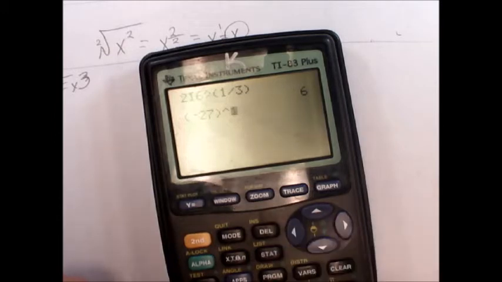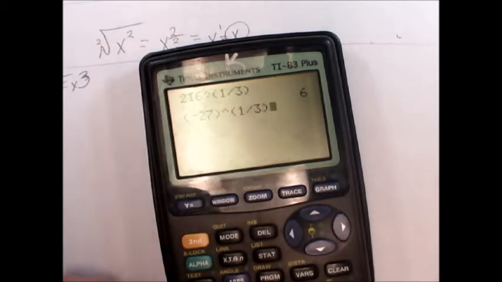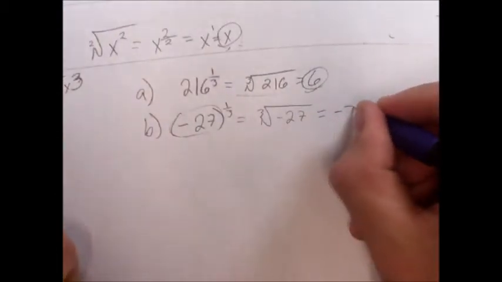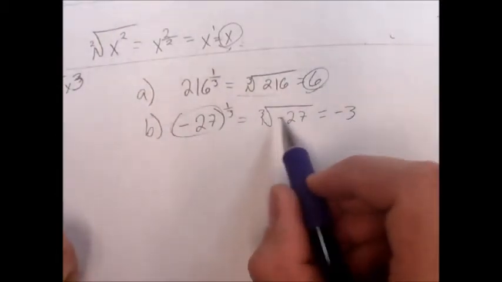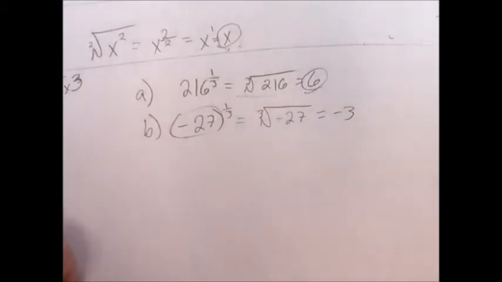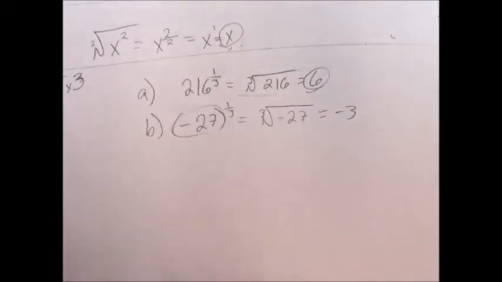Whoop, I need to put that in parentheses. 1/3. There you go. The answer is negative 3. And that should coincide with what we said. Again, an odd root means we keep the sign.